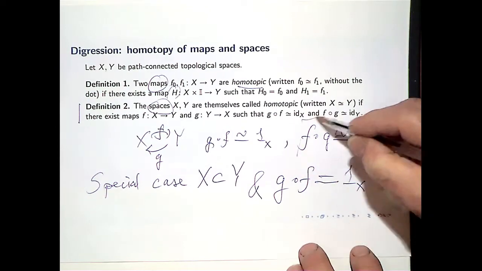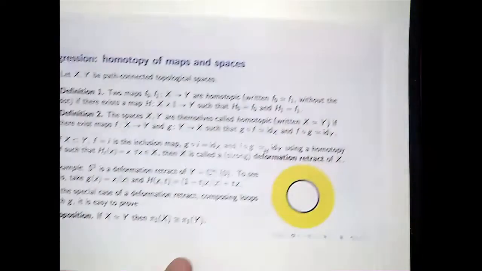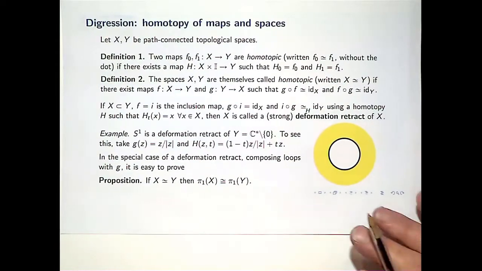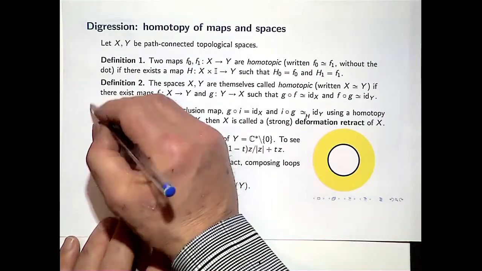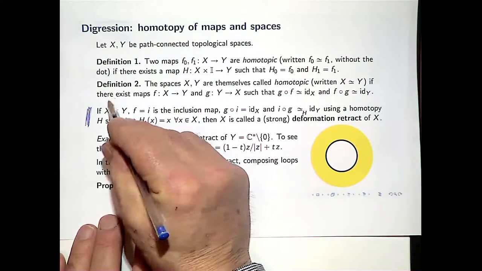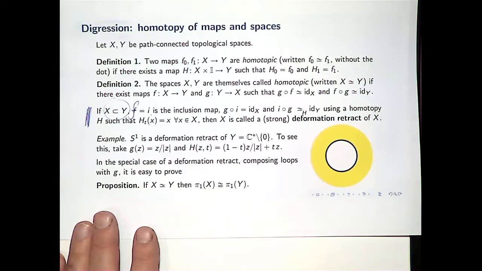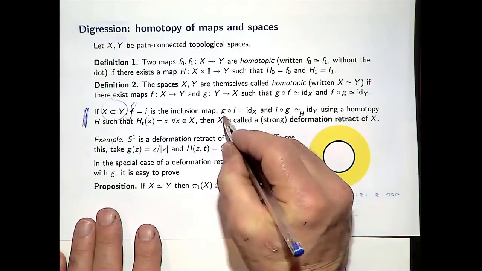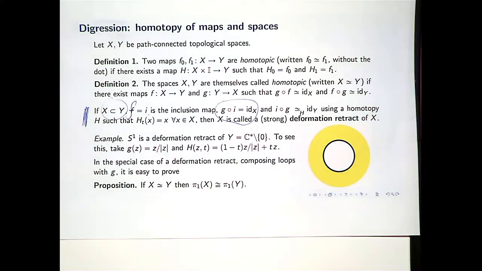Whereas this relation stays the same. And that's the setup in which you have what's called a deformation retract. So the special case I'm mainly interested in is that in which X is a subset of Y. The map F is the inclusion map. And so we insist that F followed by G, or I followed by G in this case, is the identity on X.